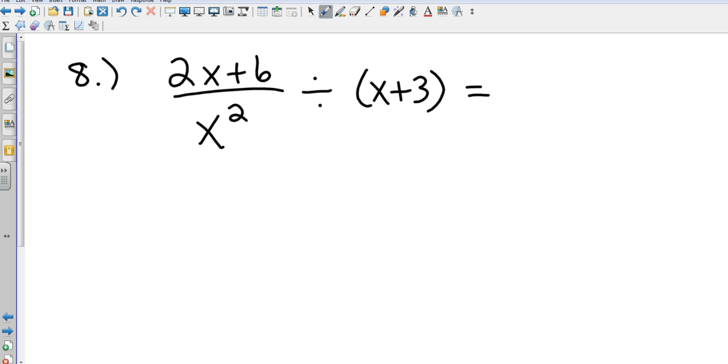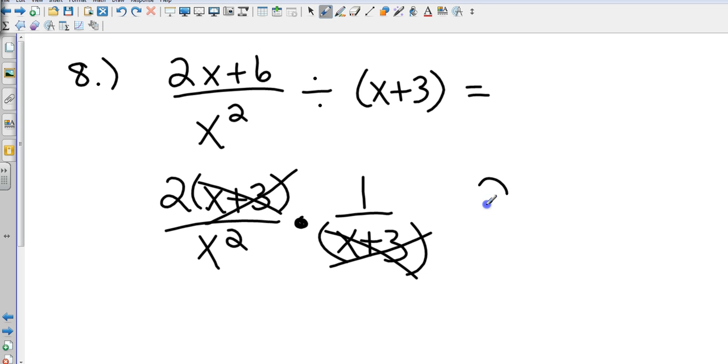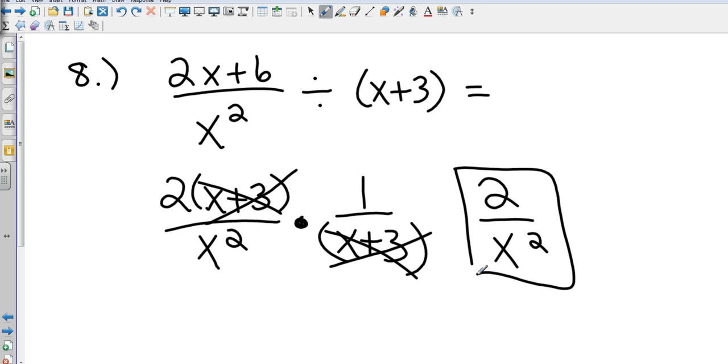Okay, so let's give this one to Matt. All right, Matt, what do we do with the 2x plus 6? You use distributive property. Okay, so what do I get? 2 in parentheses x plus 3, over x squared, times 1 over x plus 3. Cancel out the x plus 3's and then 2 over x squared is the answer. Yeah, perfect. Okay, factor the 2x plus 6. Flip the x plus 3 over 1. Cancel the x plus 3's. And all you end up with is 2 over x squared.